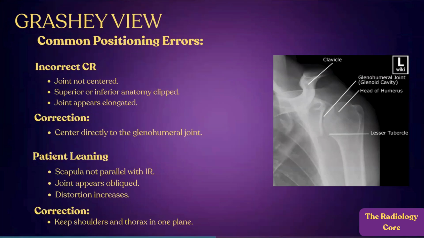If you are using the incorrect central ray, that means that the joint is not centered, the superior or inferior anatomy may be clipped, or the joint may appear elongated. So to correct this, center directly to the glenohumeral joint space.